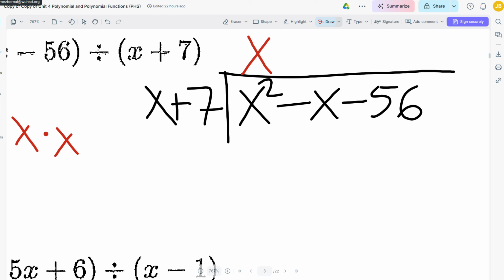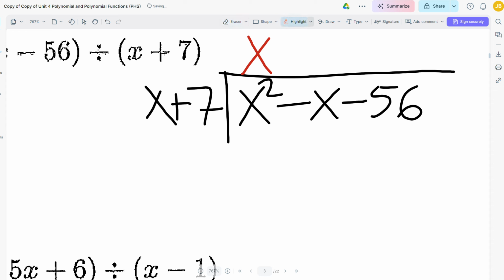Now this is where you have to be careful and take your time doing this if you're not a speedster in this part. We're going to multiply these two things. We're going to multiply x times x plus 7. I'm going to do this to the side. There we go.